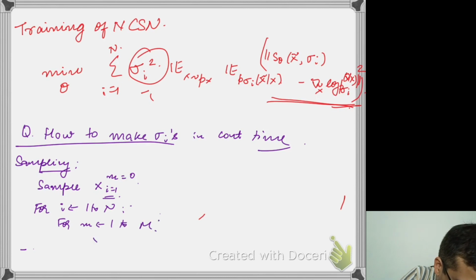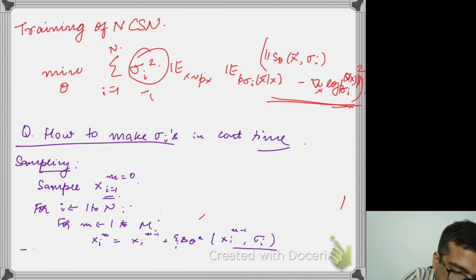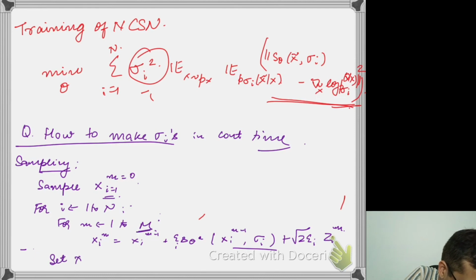Let's say we sample x I m equals x I m minus 1 plus epsilon I times s theta star of x I m minus 1 comma sigma I. So at every point, I take a step equal to the approximate gradient, plus square root of twice epsilon I times z I m, where z I m is a normal distribution. Finally, after capital M steps, for the next value of I, I set x I plus 1, 0 to be x I m. So this is how we do it.